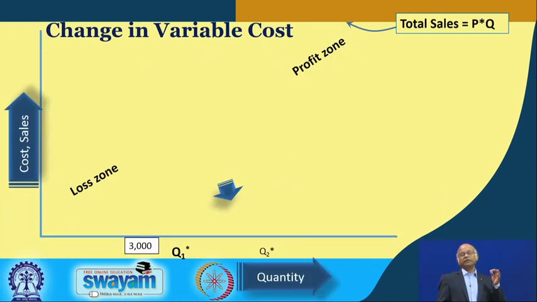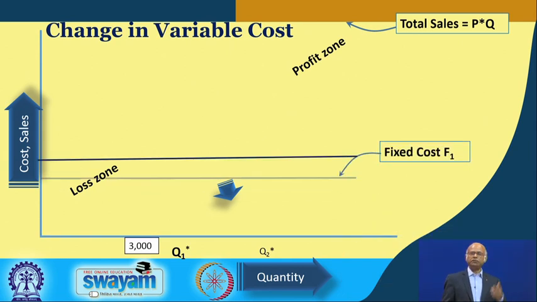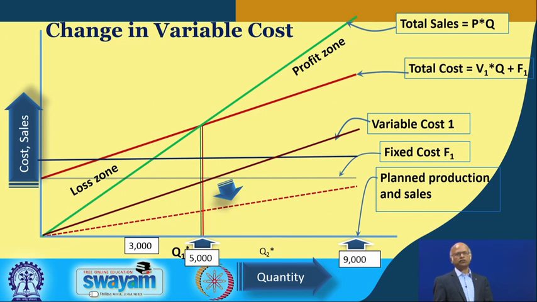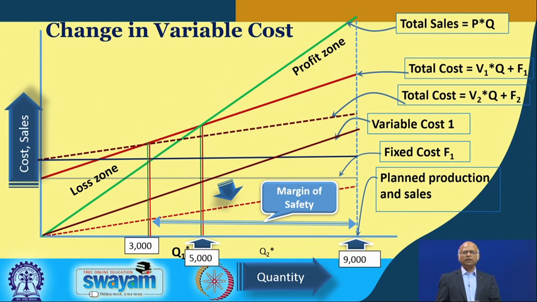In the previous session, we showed that for a reduction in variable cost, you actually have an advantage, meaning your break-even point goes far down, it becomes very small. So, this is the new variable cost, and this is the new total cost, and see how the break-even point has gone down and the margin of safety also has increased. Earlier it was 4,000, now it is 6,000.